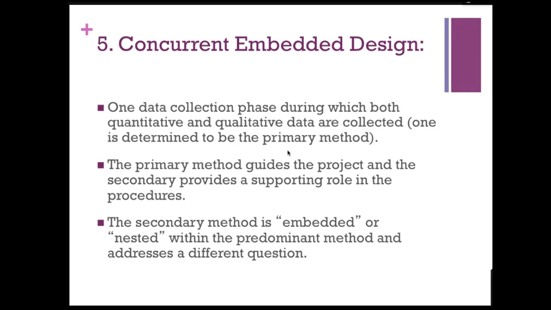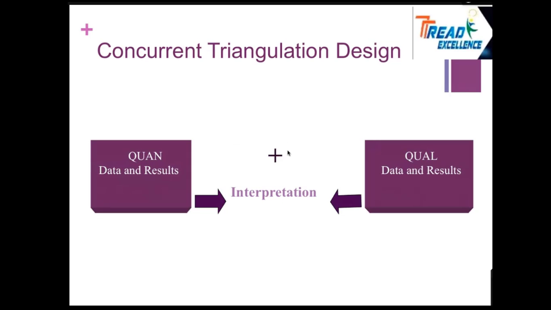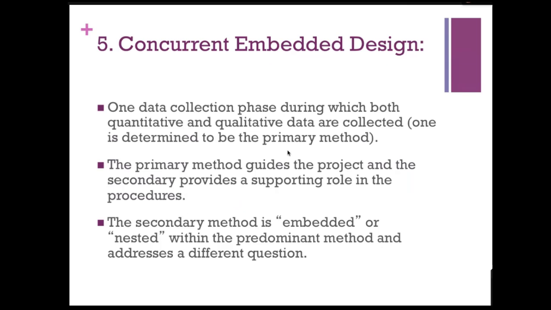It's not validation. In concurrent triangulation design, we needed the qualitative data or the quantitative data for the purpose of validation. But in the concurrent embedded design, when we design this study, we actually need supporting data, secondary data for the primary methods that we actually want to strengthen, that first method that we have used, right? So secondary data will provide the support to the first procedure.